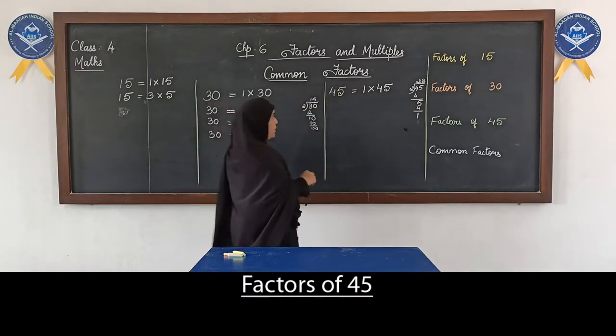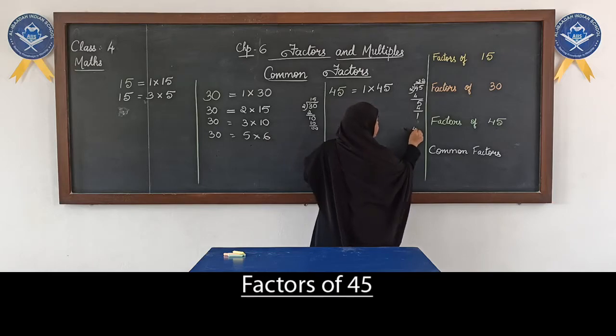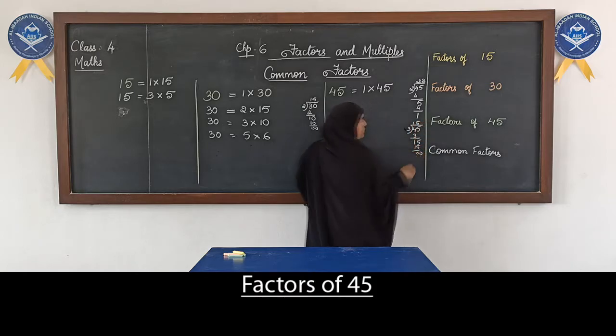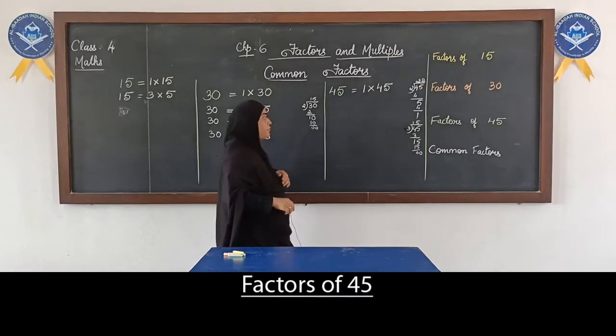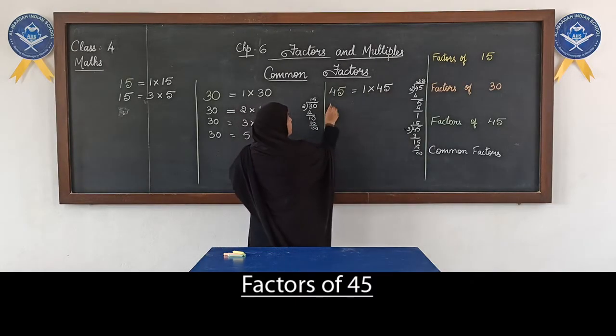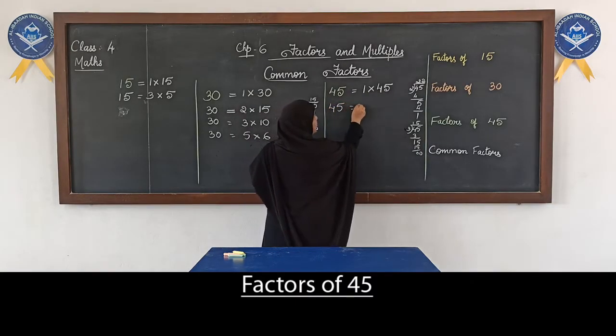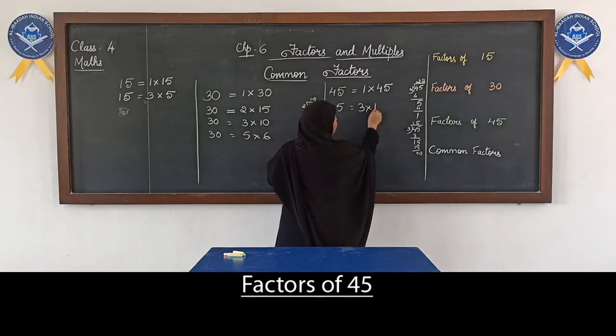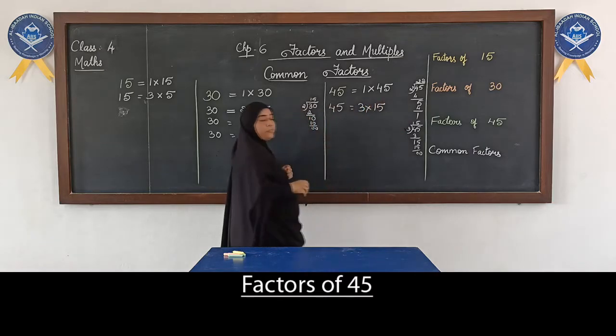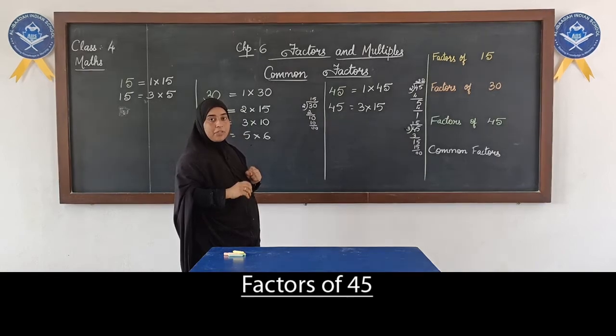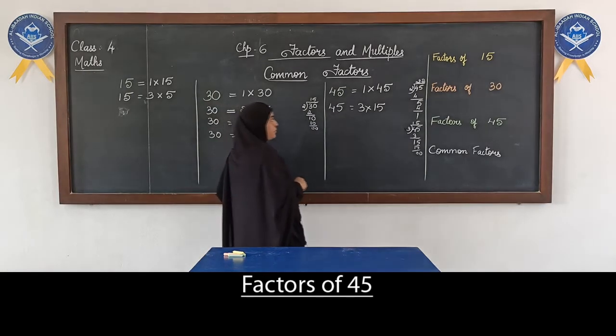What about 3? We can divide and check for 3. 3 ones are 3, 3 fives are 15. We have no remainder when we divide 45 with 3. So, 45 is equal to 3 into 15. 3 and 15 are the factors of 45. 3 into 15 is 45.